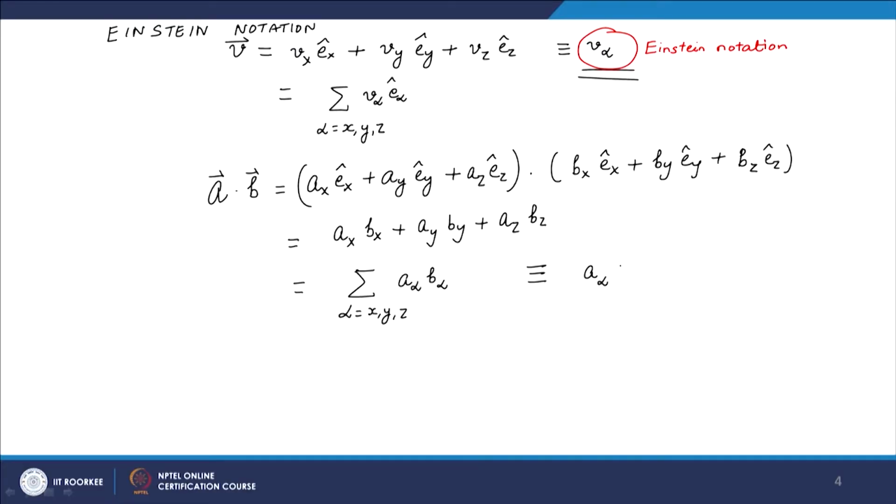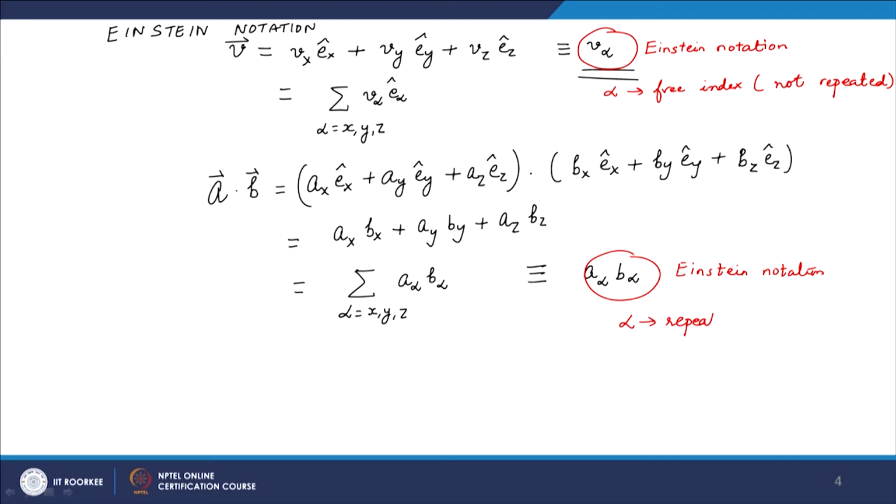If I am using the Einstein notation, it is even more compact. I would simply write this as A alpha, B alpha, and this becomes again my Einstein notation. So, in this case alpha is a free index, that means it is not repeated, and in this case alpha is a repeated index or dummy index.